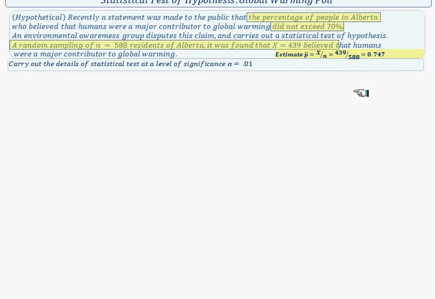We have a percentage of people in Alberta who believe that humans were a major contributing factor to global warming did not exceed 70%. In a random sample of n equal to 588 residents of Alberta, we found 439 who believed that humans were a major contributing factor. This gives rise to an estimate of the proportion to be 74.7%. And we're going to carry out the details of this test at 1%.